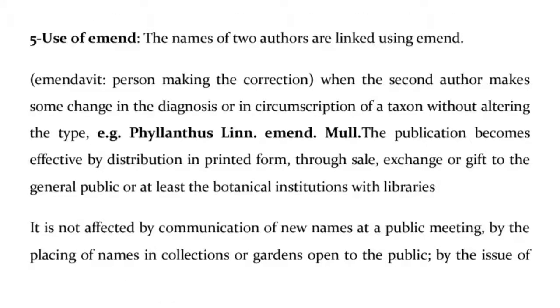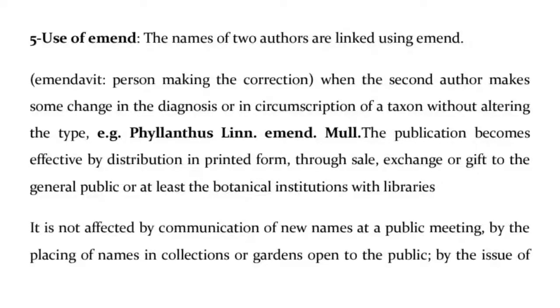5. Use of emend. The names of two authors are linked using emend. with the person making the correction when the second author makes some change in the diagnosis or in circumscription of a taxon without altering the type, e.g. Phyllanthus Linn. emend. Mull. The publication becomes effective by distribution in printed form, through sale, exchange or gift to the general public or at least the botanical institutions with libraries.